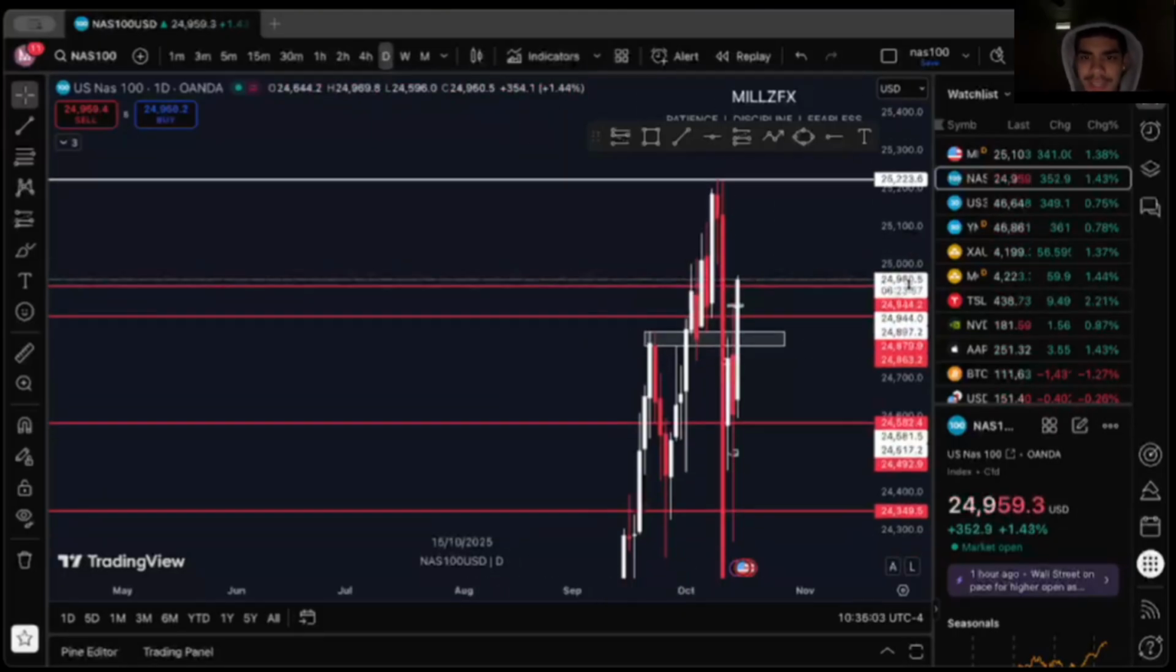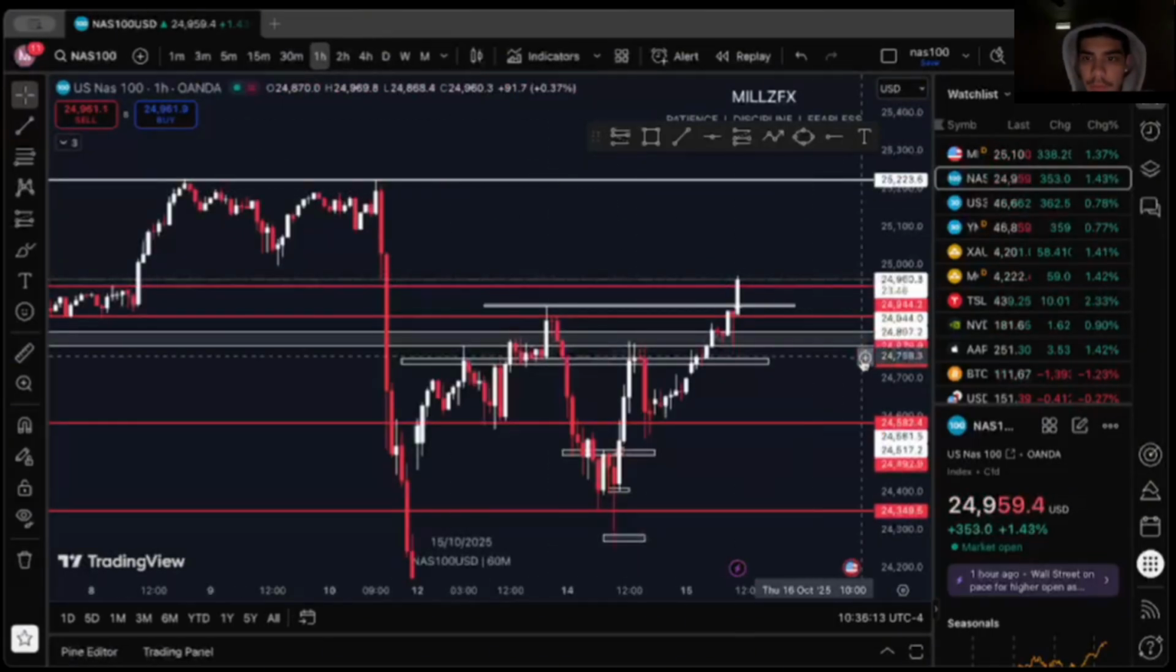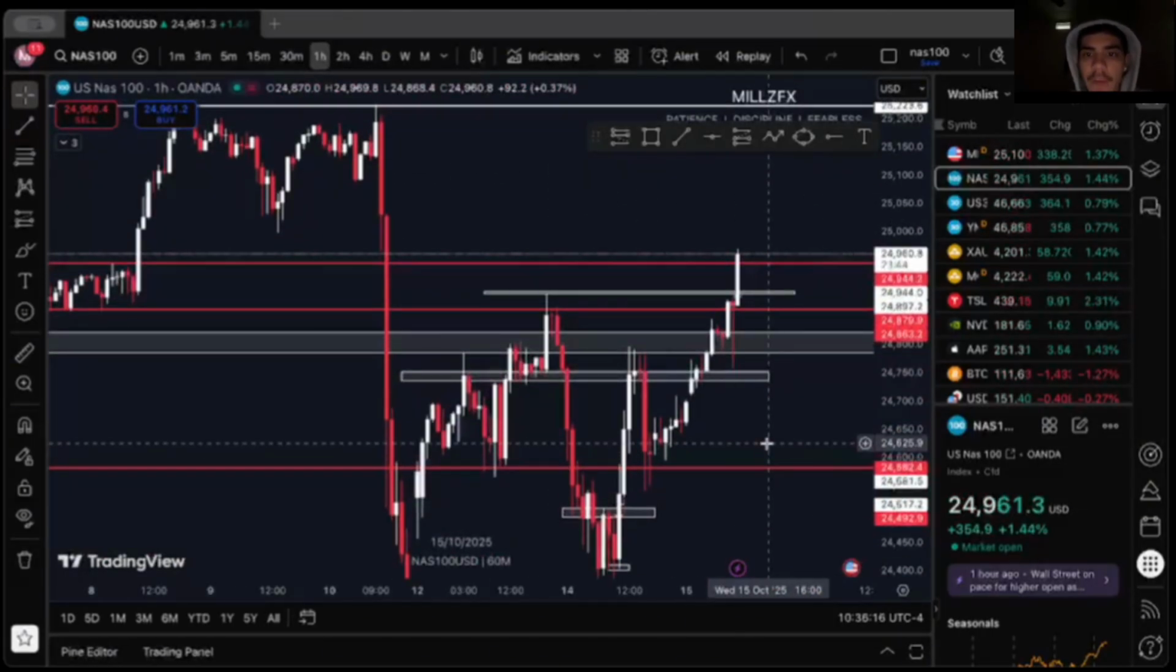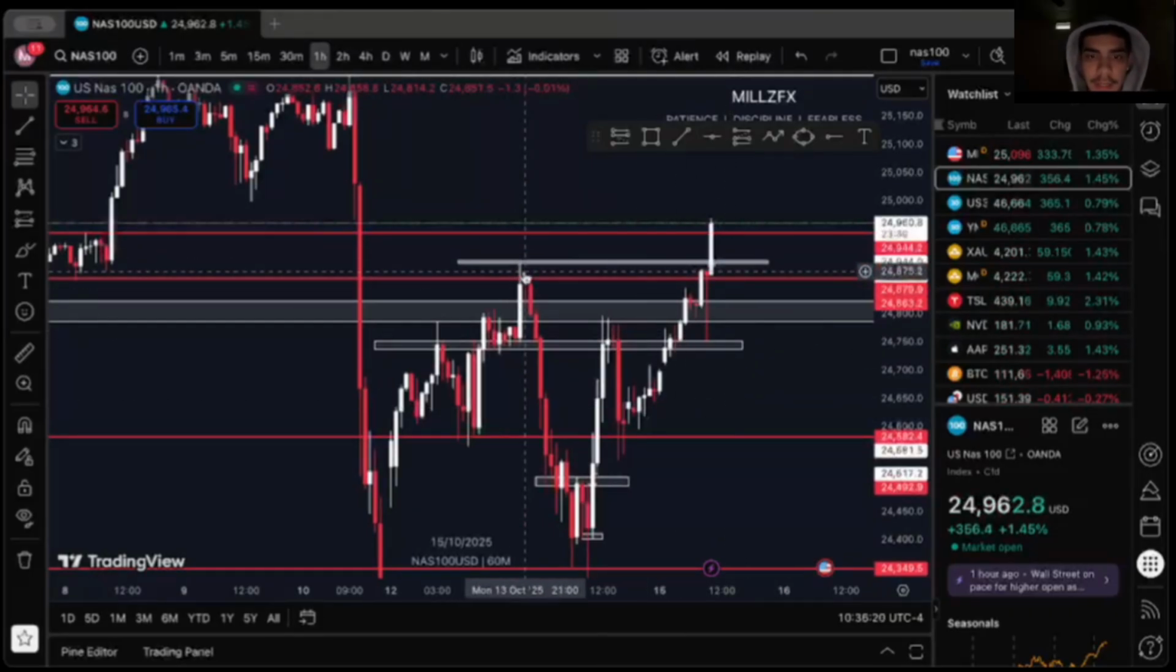So we did kind of get an initial break of the resistance right here that we did mark out yesterday, as you can see with this white candle all the way up here, right? So if we look a little bit on a lower time frame for the 1 hour, you can see that there's obviously buying pressure coming in, right? We already had broken these highs, so it looks like we're pretty much bound to go higher.